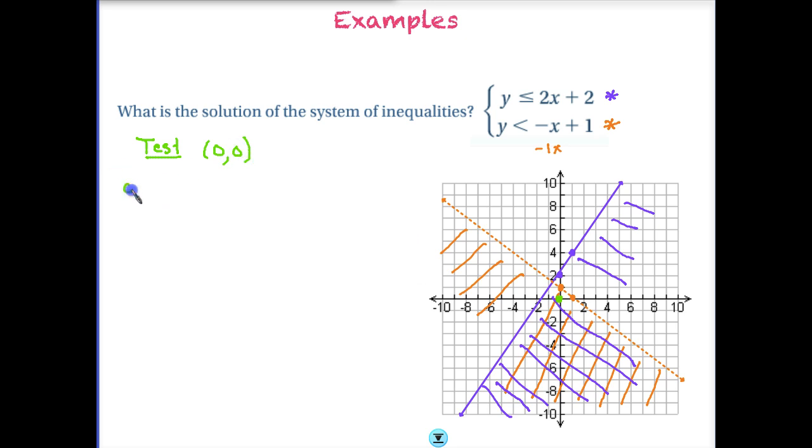We'll plug in a 0 for x and y. Y is less than or equal to 2 times 0 plus 2. So 0 is less than or equal to 2 times 0, which is 0, and 0 plus 2 is 2. This is a true statement: 0 is in fact less than or equal to 2. Let's test it in our second equation. So we have 0 is less than negative 0 plus 1. Well, 0 is going to be less than 1, since negative 0 plus 1 is just 1. So this is also true, and we have shaded correctly. All right, let's move on.